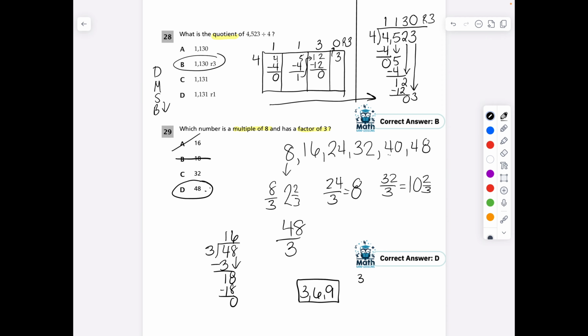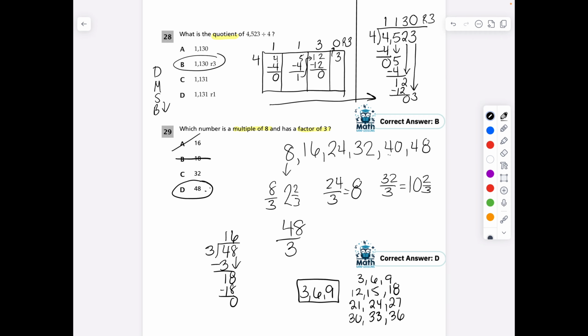Count by 3s. 3, 6, 9, right? 12, 1 plus 2 is 3. 15, 1 plus 5 is 6. 18, 1 plus 8 is 9. 21, 2 plus 1 is 3. 24, 2 plus 4 is 6. 27, 2 and 7 is 9. 30, 3 and 0. 33, 3 plus 3 is 6. 36, 3 and 6 is 9. And it keeps on going like that. So that's another way of finding factors for 3.